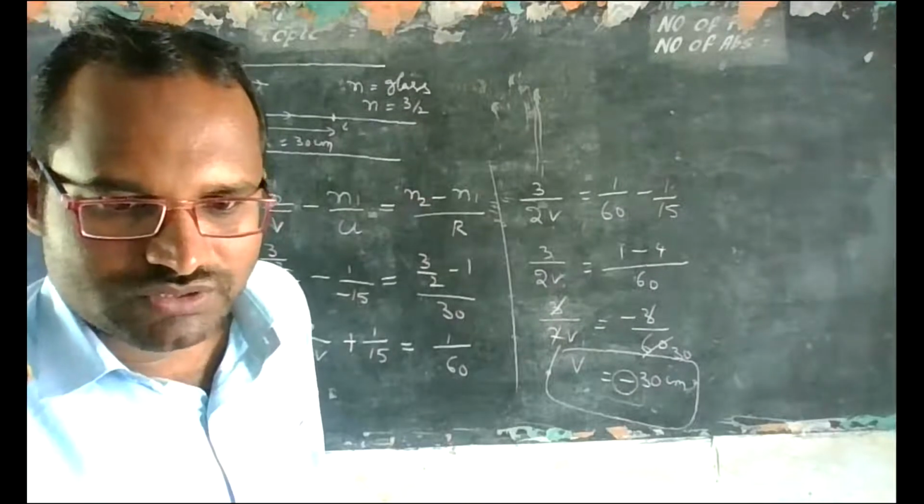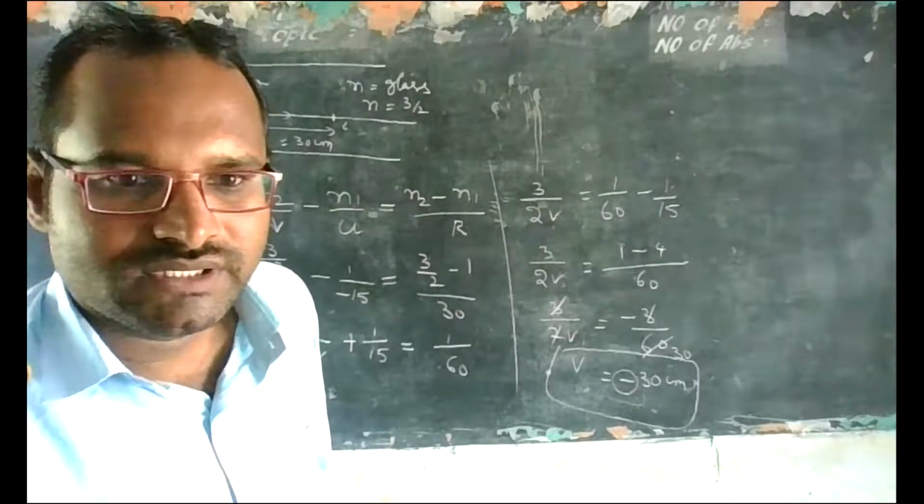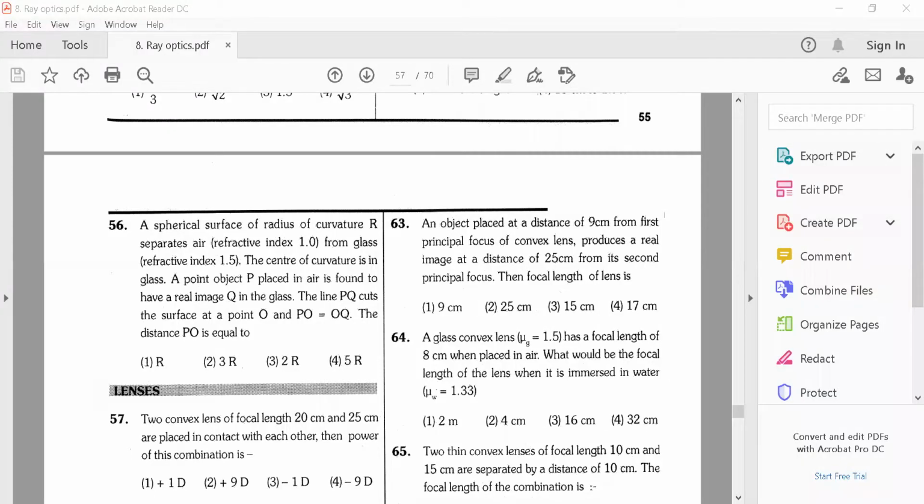Question number 56: a spherical surface of radius of curvature R separates air from glass. The center of curvature is in glass. An object P placed in air is found to have a real image Q in glass. The line PQ cuts the surface at O and PO is equal to OQ. Then what is the distance PO?